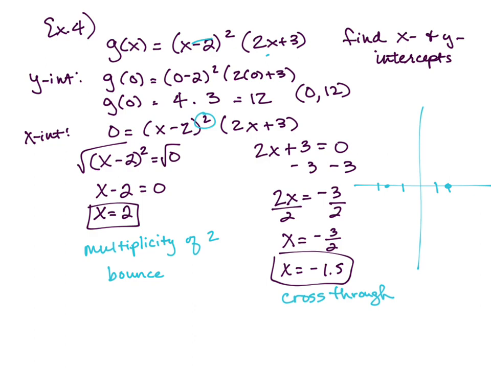What's the leading coefficient going to be? Positive or negative? Positive. So we're odd positive. That means one tail is going to go down and one tail is going to go up. What was our y-intercept? 12? Golly gee willikers, that's a long way up there.